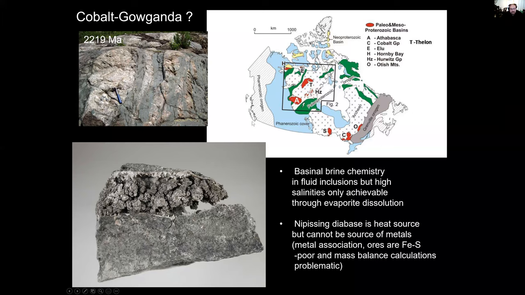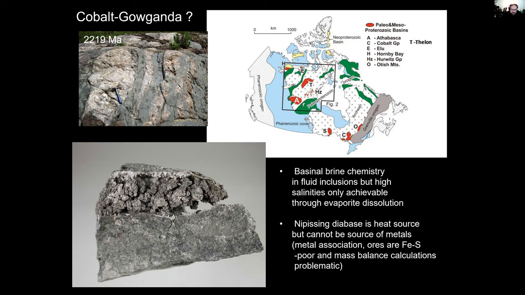I will point out two important things that I want to stress. One is that the basinal brine chemistry in the fluid inclusions at Cobalt, at least from what has been published, is very similar. They're high calcium fluids, but we really need to analyze those for trace elements and halogens to be able to pin down their origin. And the salinities are so high that they would only be achievable through evaporite dissolution. So you don't produce fluids of that salinity from magmas. It's impossible. No magmas have high enough chlorine to water ratios to generate fluids like that.